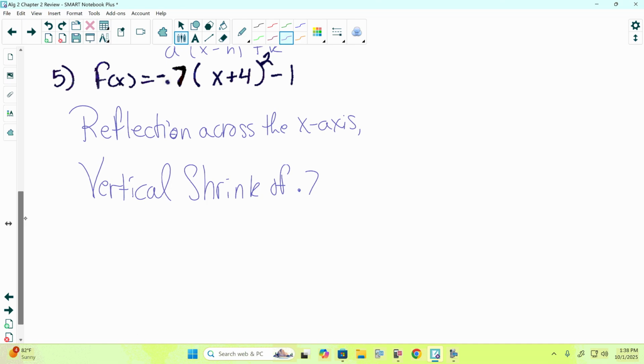H tells us the movement left or right. Now, the value of H is 4, but would it be positive or negative? Negative 4, so that tells us that we're moving left 4. H is going to be our left or right, so H is negative 4.